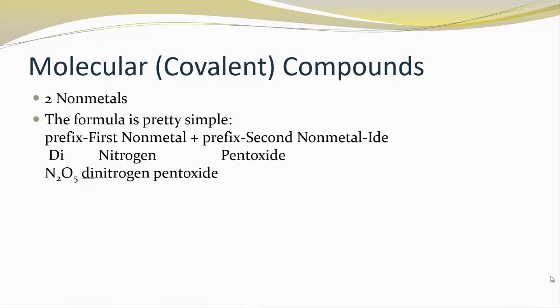So, for example, this one is N2O5. There are 2 nitrogens, so you have dinitrogen, right? So you have di for 2. And then you have pentoxide, because pent is for penta, which goes with the 5. That's really it.